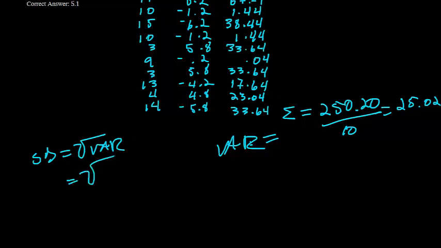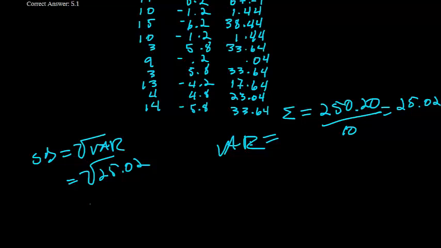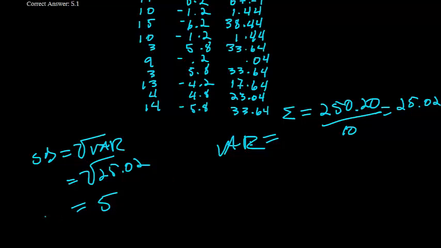So this is equal to the square root of 25.02, which would be great if it didn't have that little decimal. The square root of 25.02 is 5. Okay, well, let's go with 5 as my standard deviation. And so this is going to be sigma d. Technically it's SD, because it's a sample.